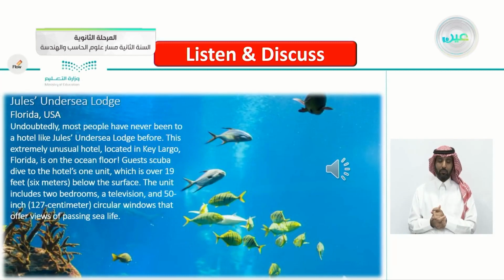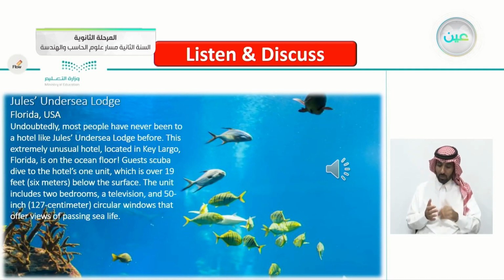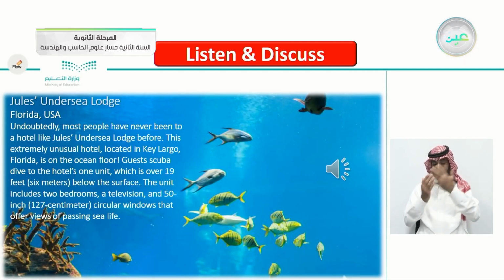Jules Undersea Lodge, Florida, USA. Undoubtedly, most people have never been to a hotel like Jules Undersea Lodge before. This extremely unusual hotel, located in Key Largo, Florida, is on the ocean floor. Guests scuba dive to the hotel's one unit, which is over 19 feet, 6 meters, below the surface. The unit includes 2 bedrooms, a television, and 50-inch, 127-centimeter, circular windows that offer views of passing sea life.